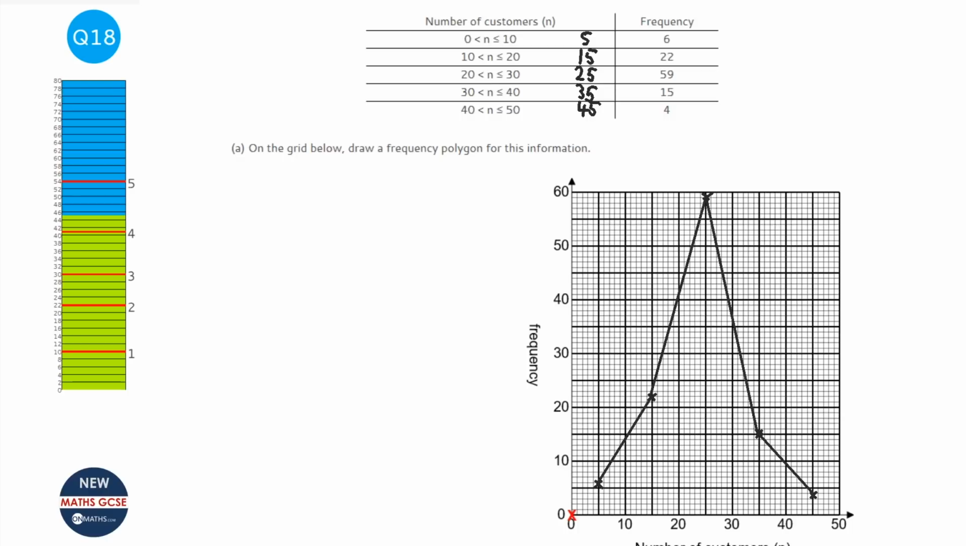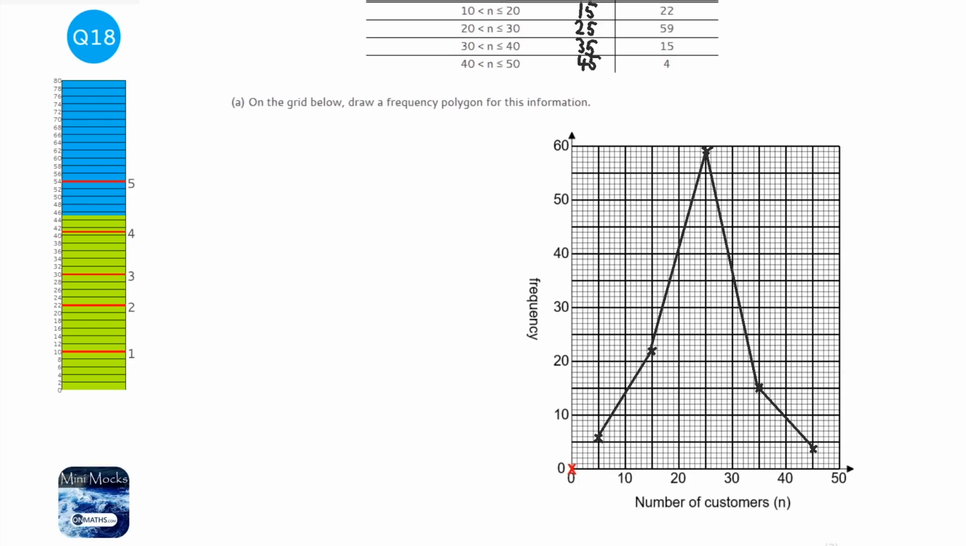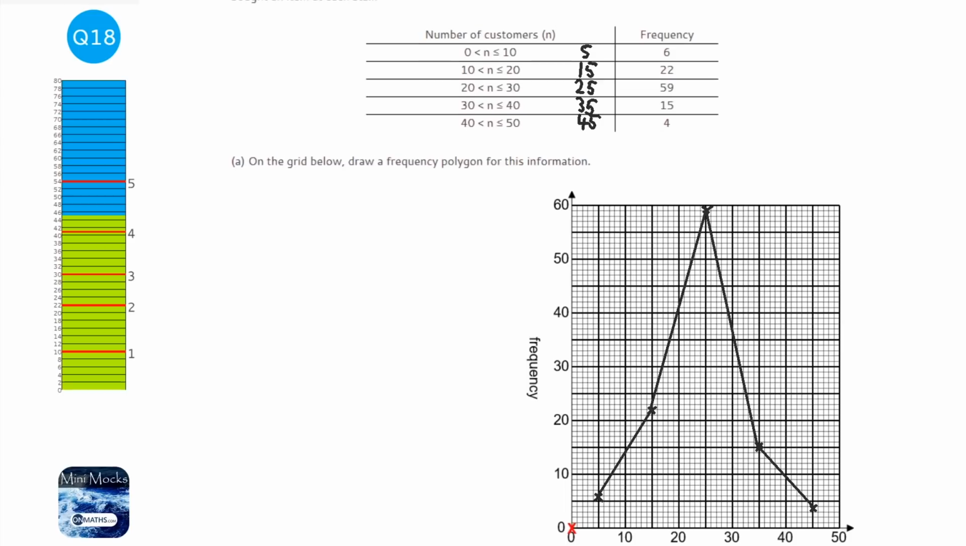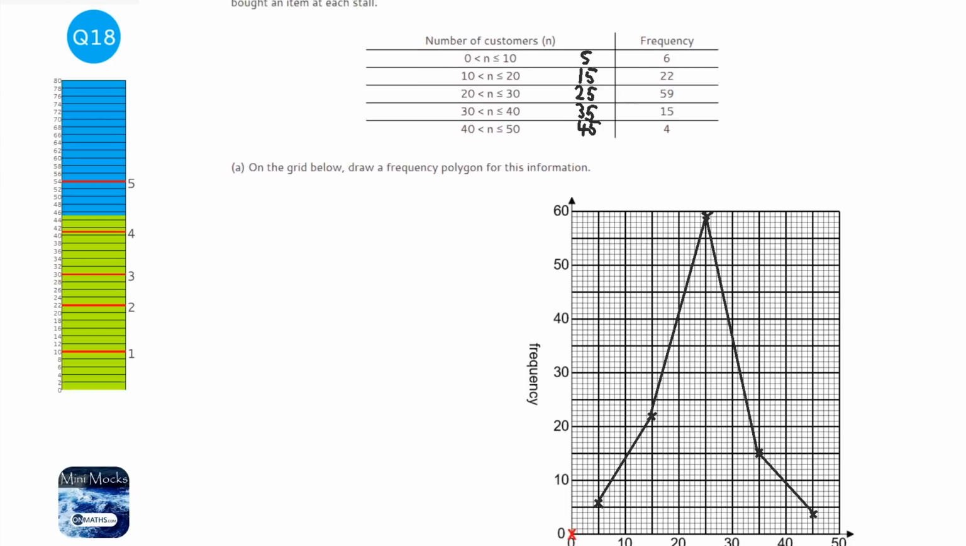2 points. You're not actually trying to make a polygon, okay? So don't ever draw this line here, okay? That's not a good thing to do, so make sure you don't do that. Okay, and that's it. So midpoints, crosses, and then join them up with straight lines if you're asked for a frequency polygon.